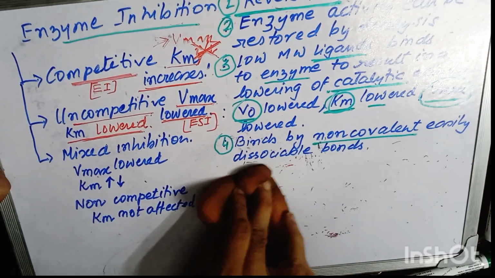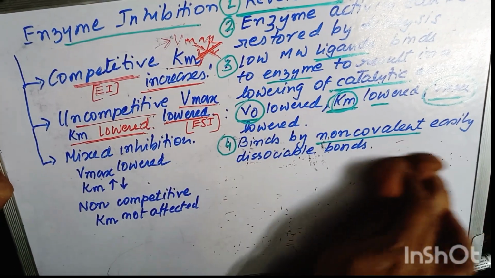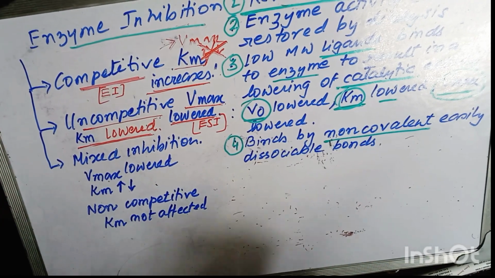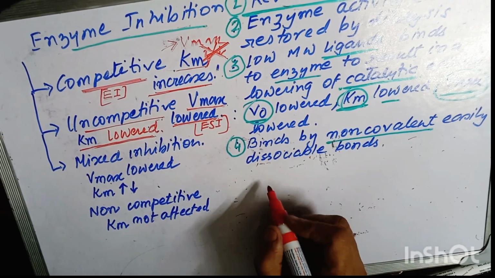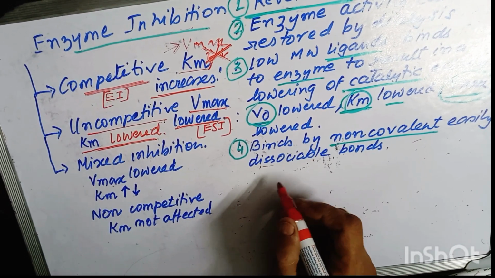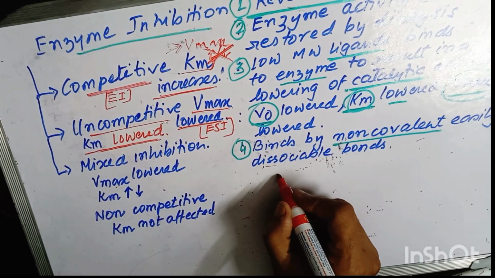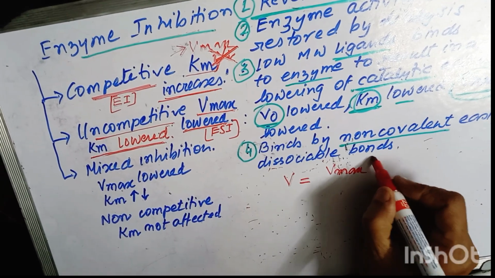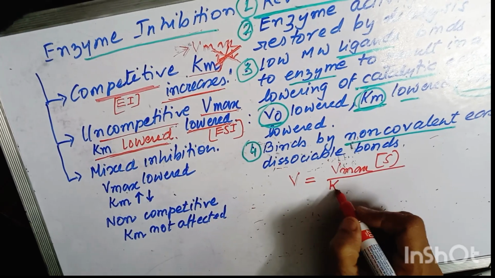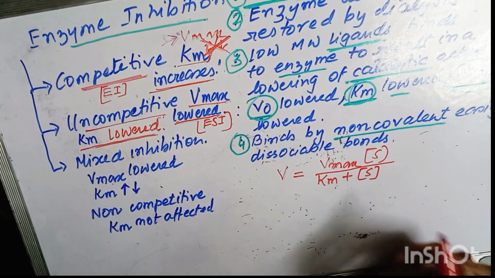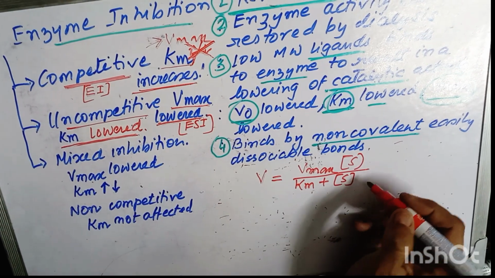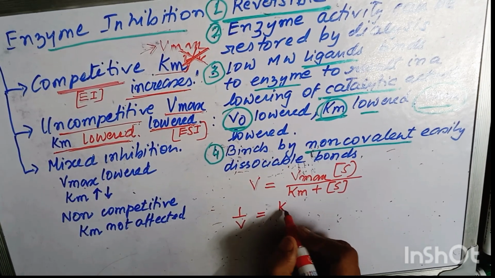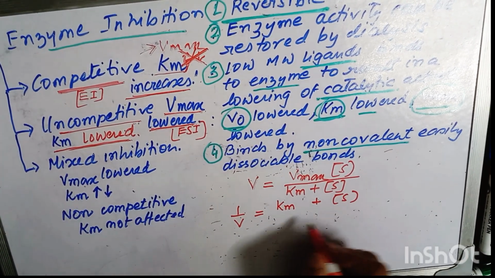Now I will go to the finer details of competitive inhibition, keeping in mind all these factors. I'll just quickly brush up the Michaelis-Menten equation. Through the Michaelis-Menten equation, we know that the velocity of an enzymatic reaction is given by Vmax into S by Km plus S. This much we know. And if we take the reciprocal of this equation, it is 1 by V equal to Km plus S by Vmax S.